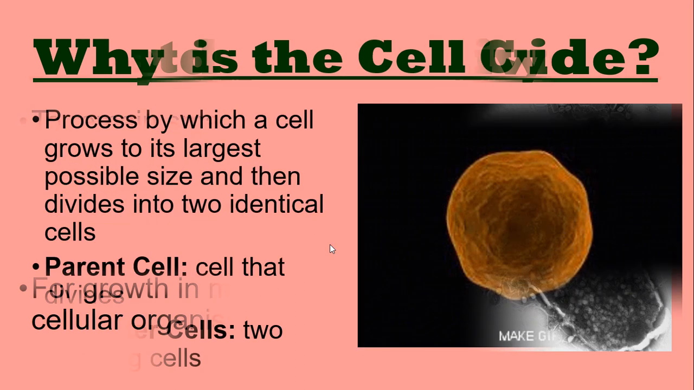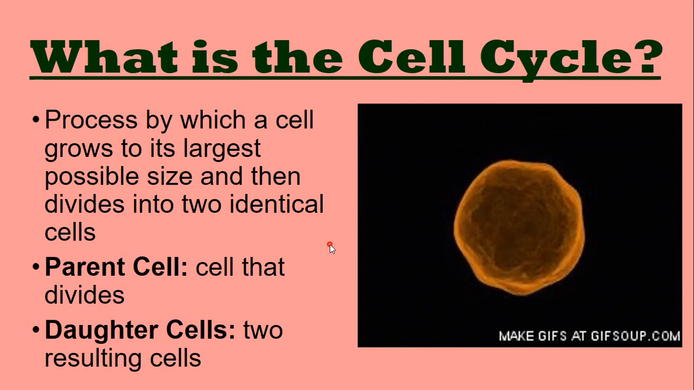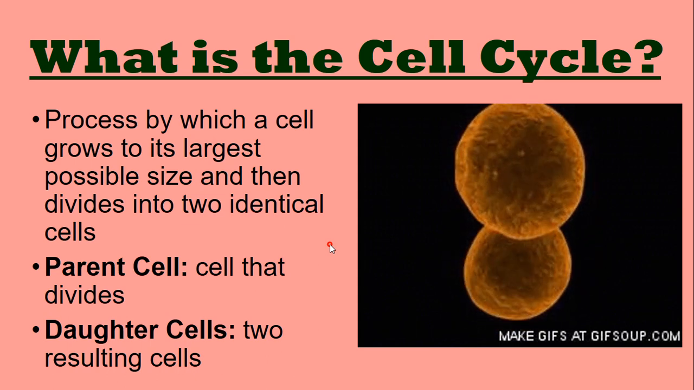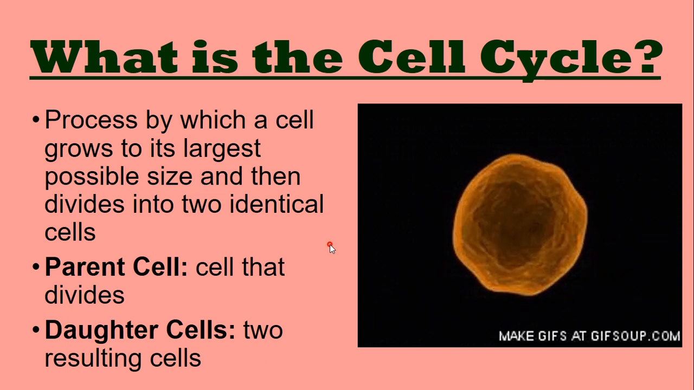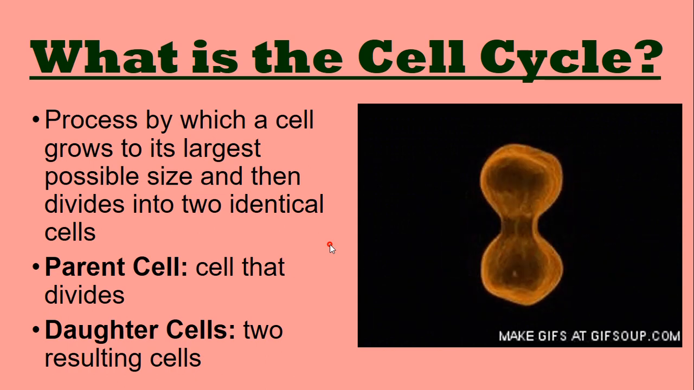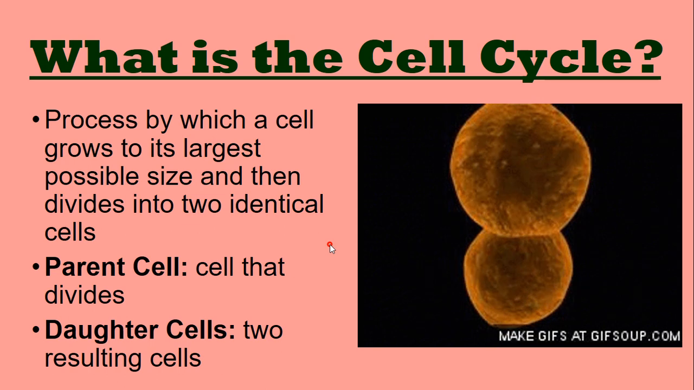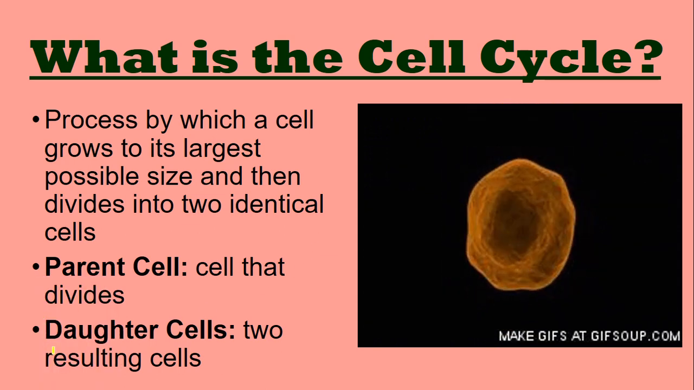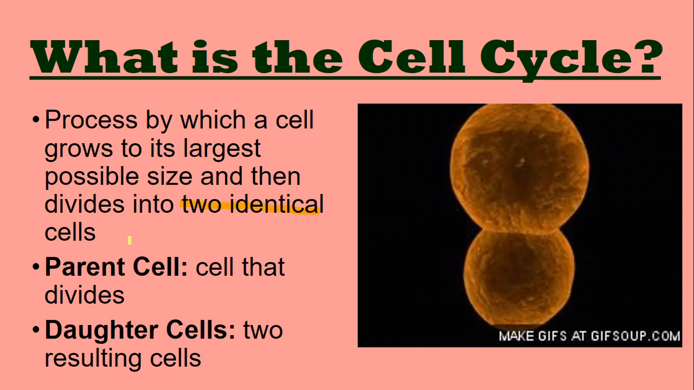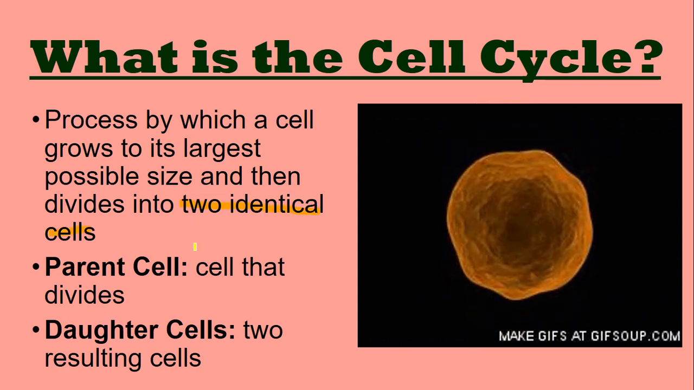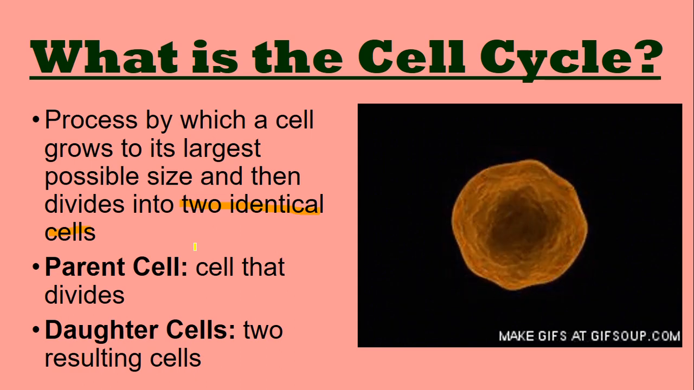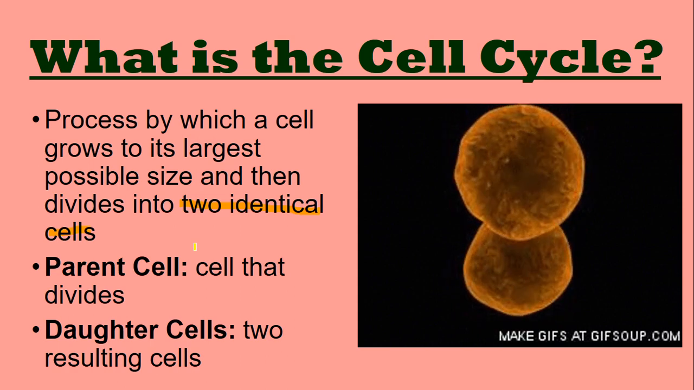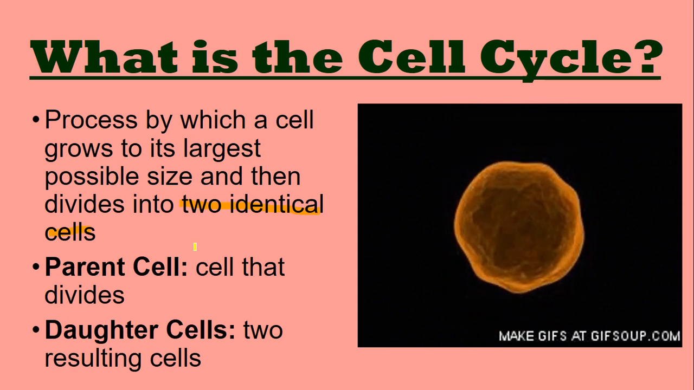All right. So, what is the cell cycle? The cell cycle is a process by which cells grow to their largest possible size, then divide into two identical cells. Two identical cells. Really important that you know that, because the cell cycle makes sure that each cell looks identical, because it's going to do the same purpose as whatever cell was before it.